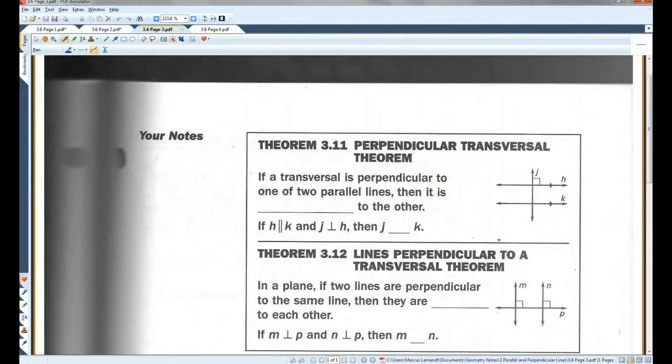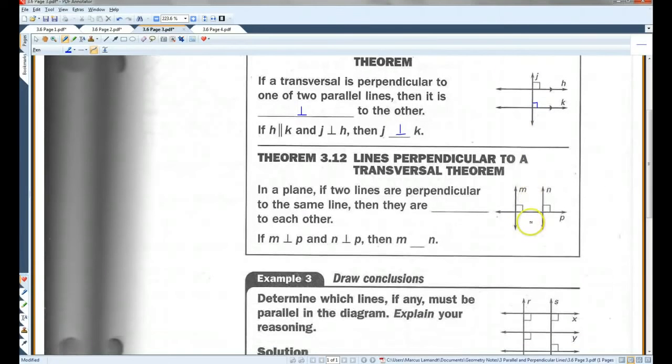Okay, Theorem 3.11. If a transversal is perpendicular to one of two parallel lines, then it is perpendicular to the other. So if H and K are parallel and J is perpendicular to H, then J is also perpendicular to K. Which makes sense because this angle and this angle are corresponding angles. And we already know that corresponding angles have to be congruent if the lines are parallel. So if this makes a 90-degree angle, this also has to be a 90-degree angle.